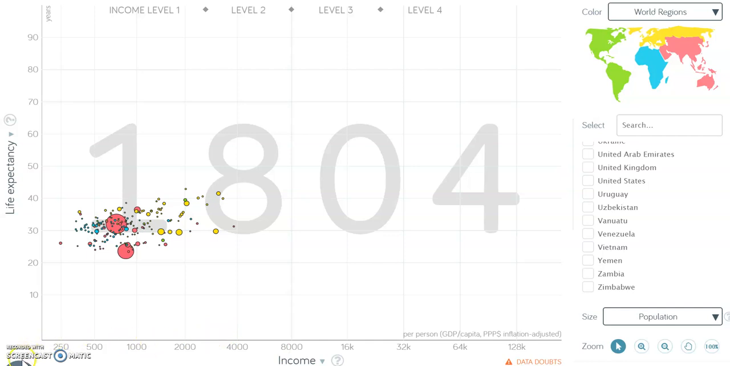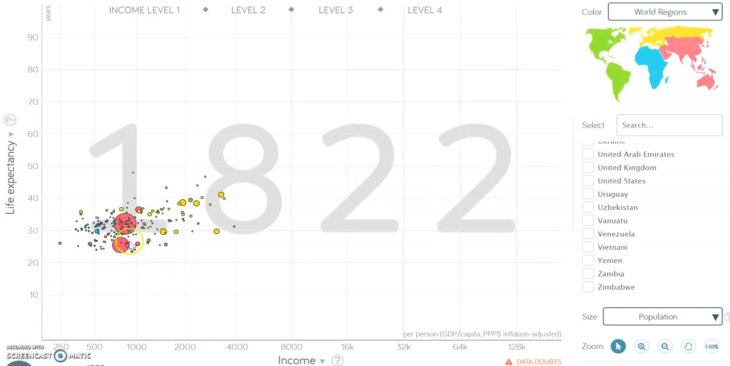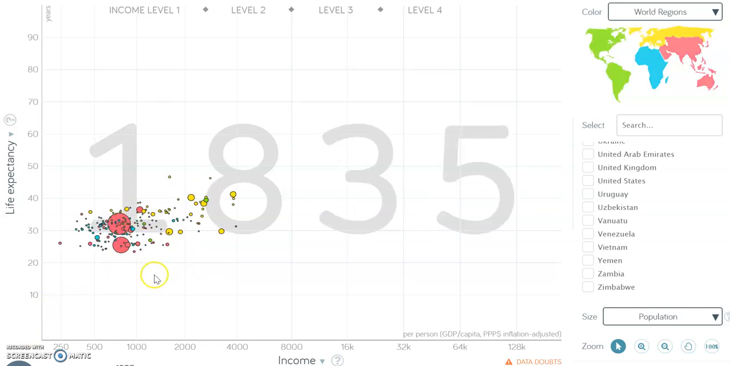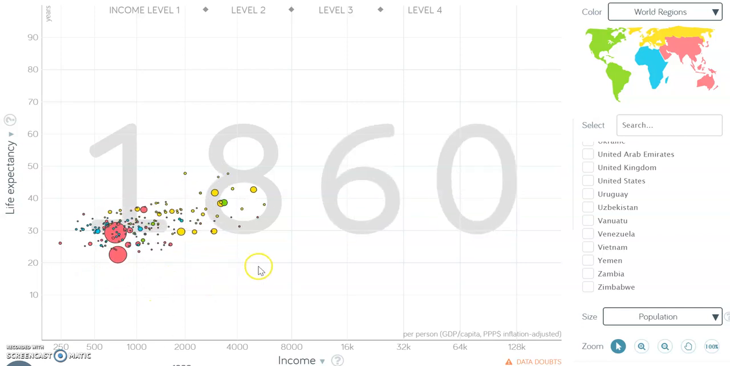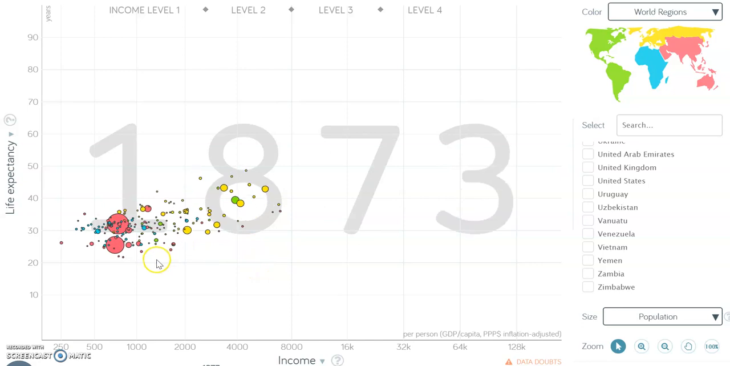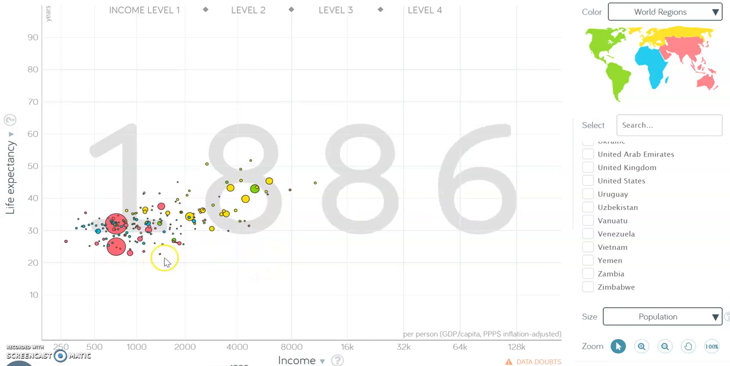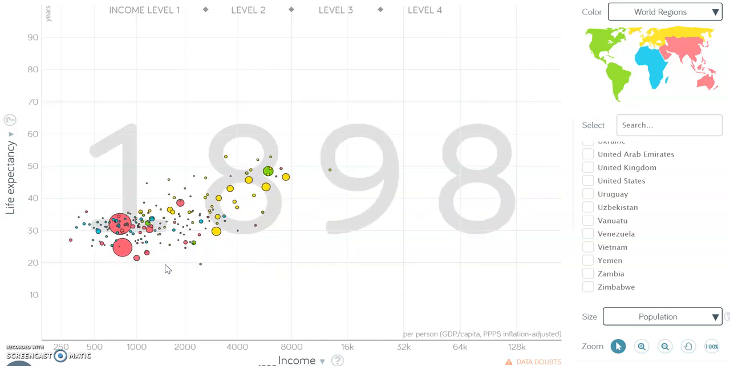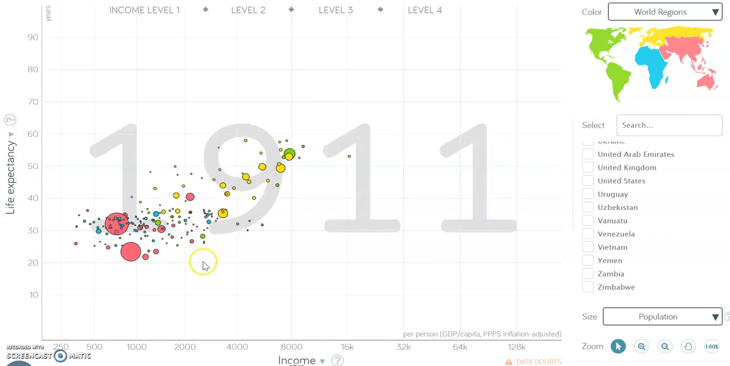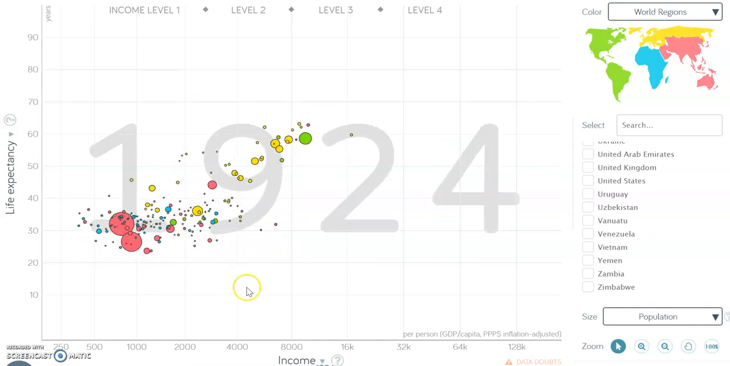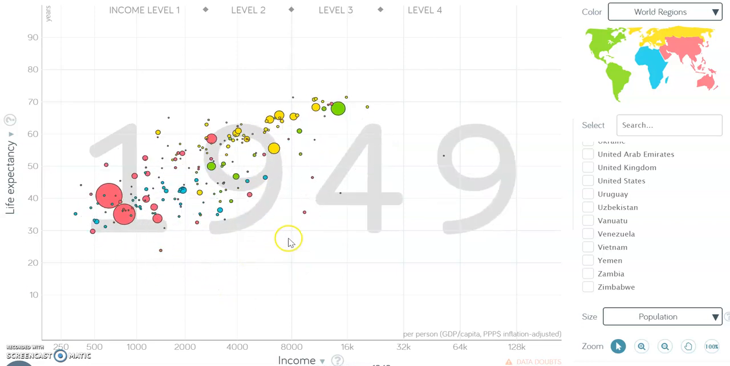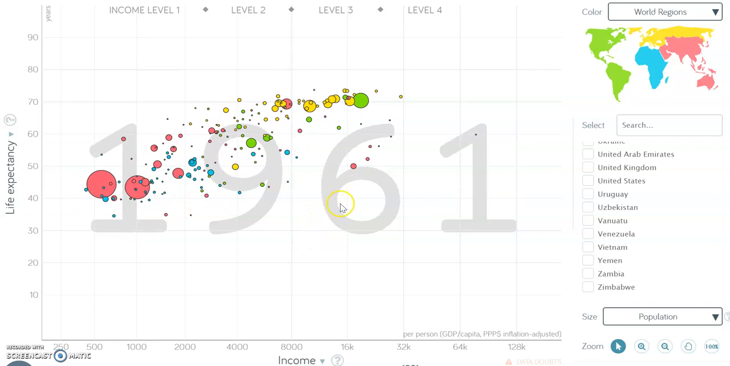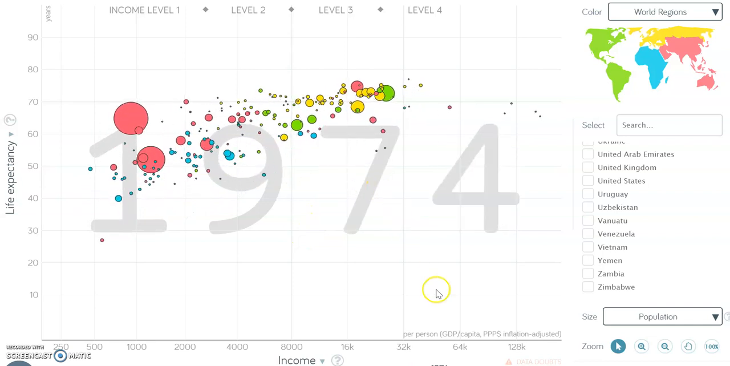When I press play on the Gapminder graph, it shows how the GDP per capita and life expectancy changes over years. And you will see in the early 1800s, both life expectancy and GDP per capita is low, but as time progresses, countries begin to develop and increase their GDP per capita, which at the same time, their life expectancy is increasing.